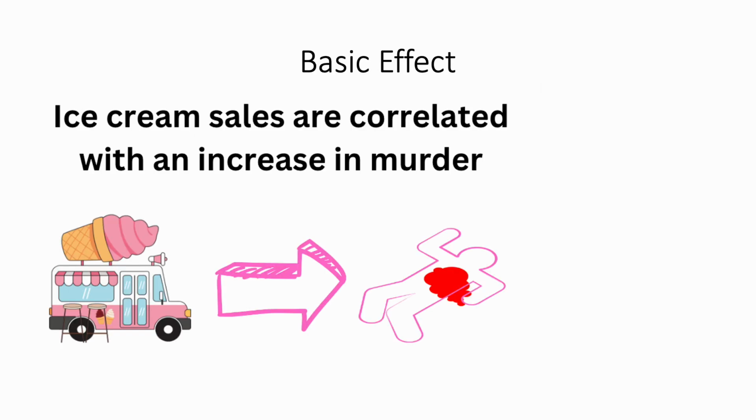Today we will play around with one very commonly used basic effect, and that is that ice cream sales are correlated with murder. This is a real effect. This is a real thing that folks found and have used in statistical lectures for years, just to describe interesting things and to have you think, as a scientist, how would you try to understand this effect a little bit better? And we're going to use it today to understand moderators and mediators.